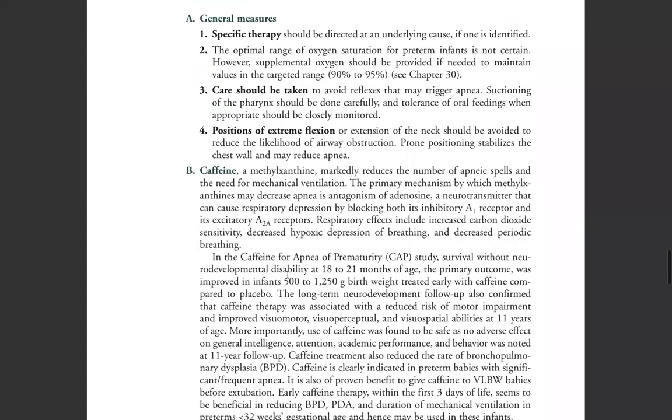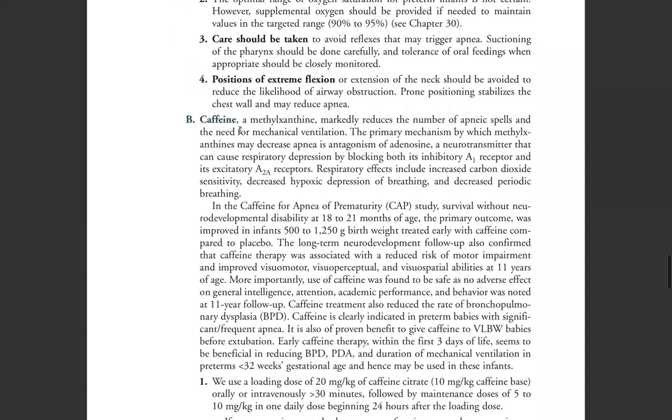Okay, then what we use for apnea of prematurity is caffeine. So what is caffeine? Caffeine is a methylxanthine. Okay, how does it act? It acts by antagonizing adenosine receptors, where it antagonizes two types of receptors: the inhibitory receptor and the stimulatory receptor. Both it antagonizes.